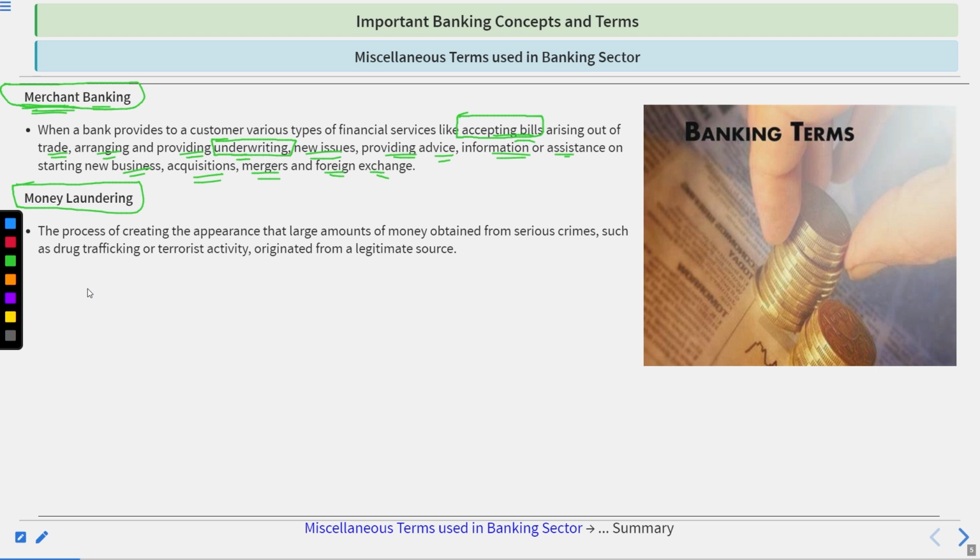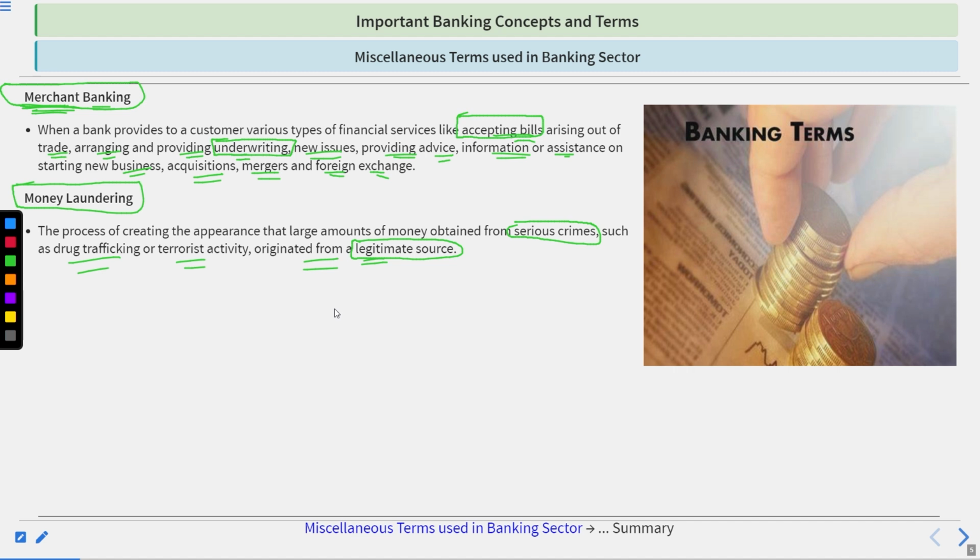Okay. And money laundering is actually the process of converting black money into white money through various channels. It is the process of creating the appearance that large amounts of money obtained from serious crimes, like drug trafficking and terrorist activity, originate from a legitimate source.